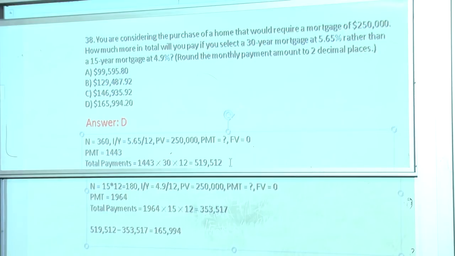That's a little weird, right? We are not calculating the present value of that cash flow; we're calculating the total payments we make in those 30 years. So 1,443 multiplied by 360 is the total amount of payments we make for that mortgage. Same thing for the other one: 15 years multiplied by 12, 180, and 4.9 divided by 12. Then the first one minus the second one is the difference of payments between the two methods.